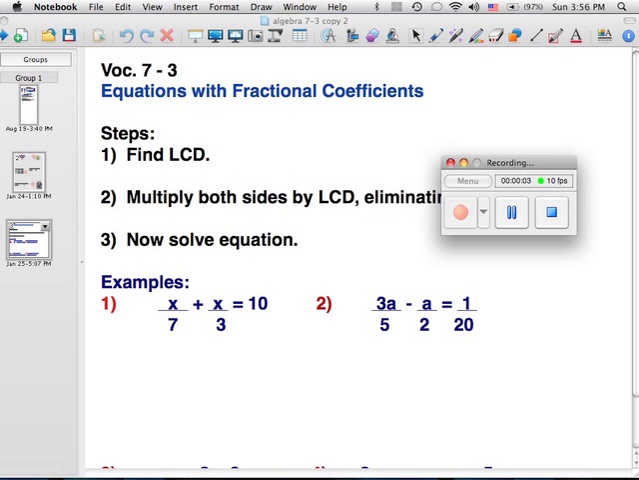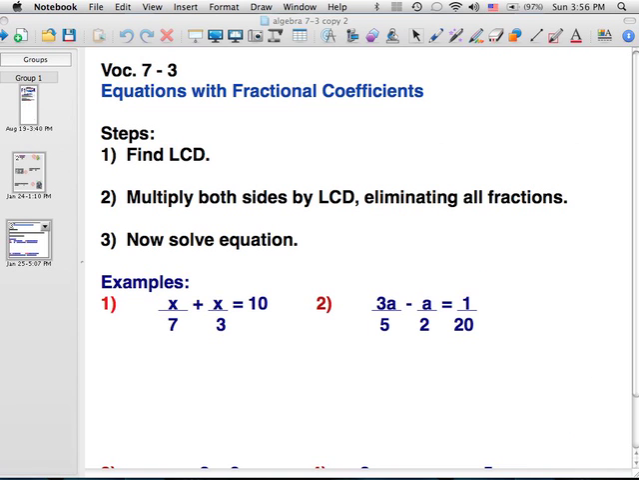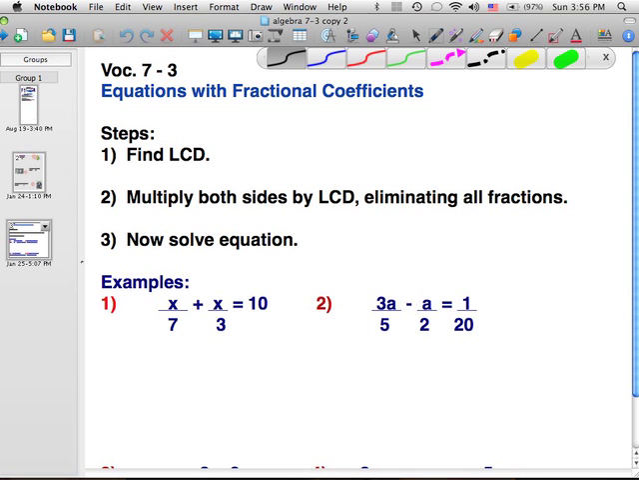We're on chapter 7, section 3. We're going to be working with equations that have fractional coefficients. What we're going to do is find the least common denominator of all the fractions, and multiply both sides by the least common denominator, therefore eliminating all the fractions, and then we have an easier equation to solve. So if I look at number 1, the least common denominator for 7 and 3 is 21.